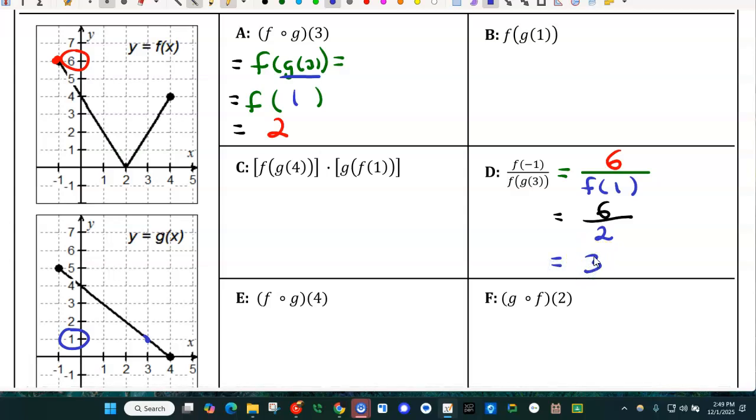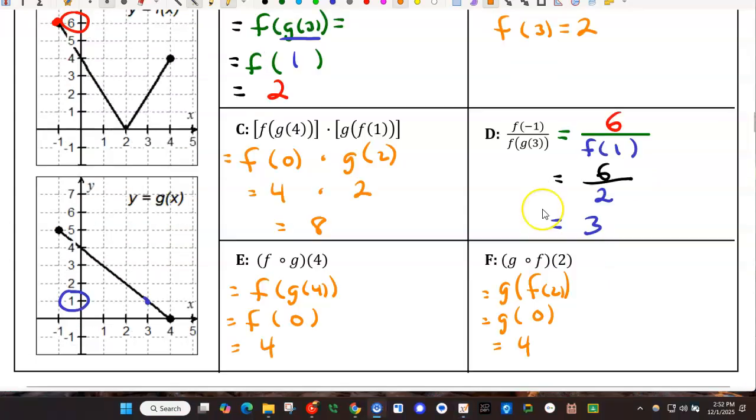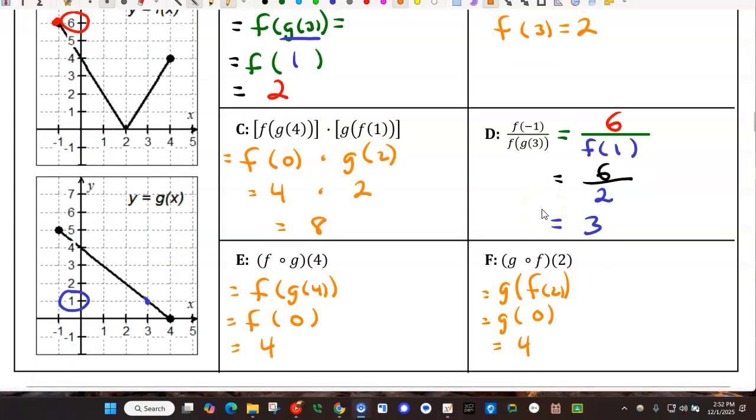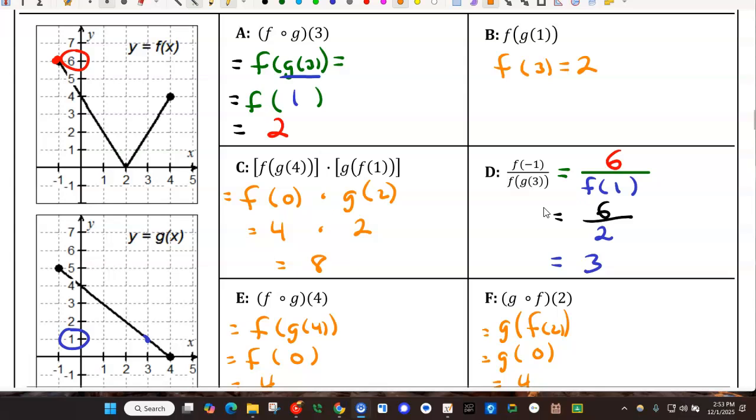All right, try the rest of those. B, C, E, and F. See what you get. Check with one another as needed. Looks pretty good. Have all the work there and you'll have no problem. So let's continue on to the next part.